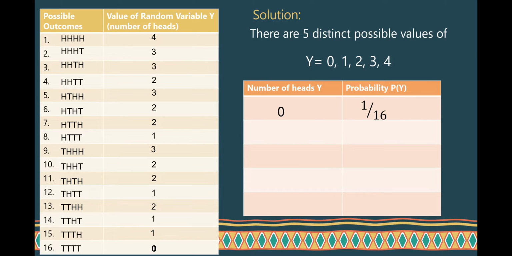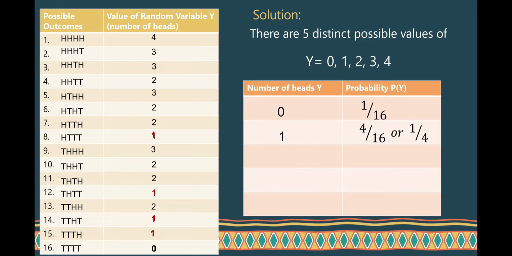For the number of 1 head, we have 1, 2, 3, and 4. So there are 4 possible outcomes in getting 1 head. So that's 4 out of the total possible outcomes, which is 16. So that's 4 over 16, or reducing that, that is 1 over 4.